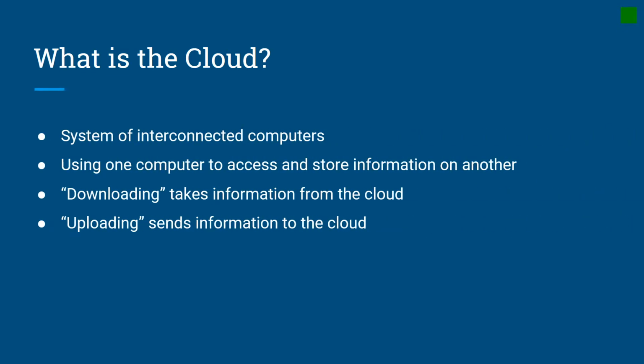When people think of the cloud, for many it conjures images of information floating around somewhere. In reality, the cloud is simply a system of interconnected computers in which you use one computer to access and store information on another computer in another physical location. We use the term downloading to describe taking information from the cloud and putting it on our computer. We use the term uploading to describe the process of storing our information on another computer located elsewhere.